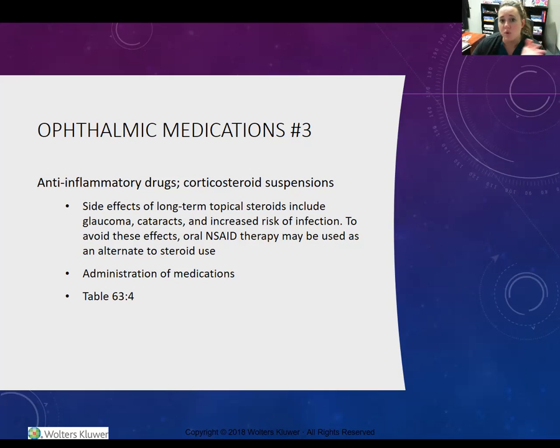And if we had to give multiple drops, like if I had to give an antibiotic drop and then a glaucoma drop or a different type of drop, how long would you need to wait in between drops? 5 minutes. So we want to wait 5 minutes in between drops so that they can have enough time on the surface to be absorbed. And then we want to wait 10 minutes between ointments. So if we have multiple ointments to give, we would wait at least 10 minutes between those.